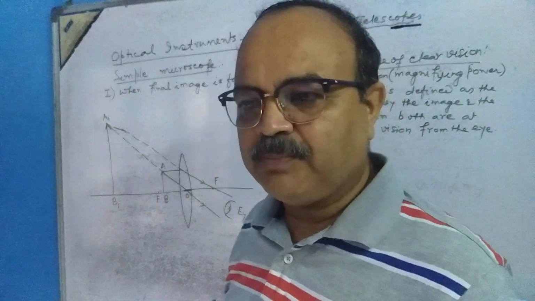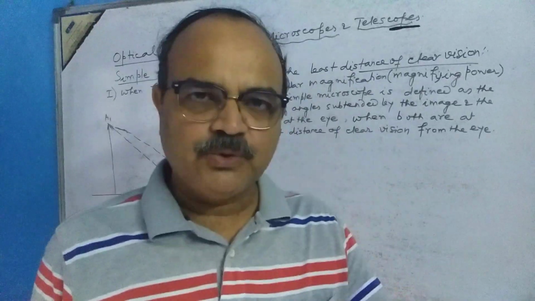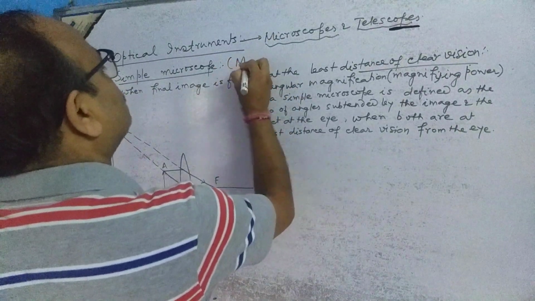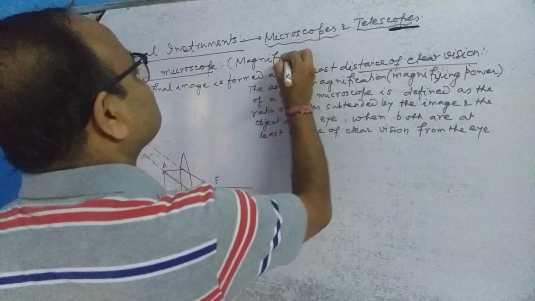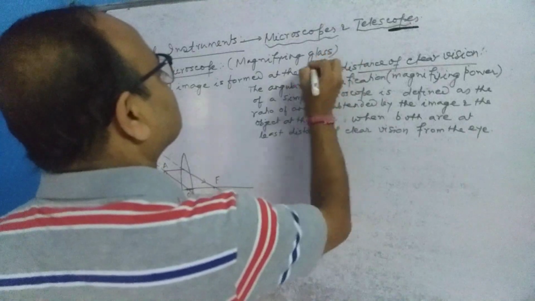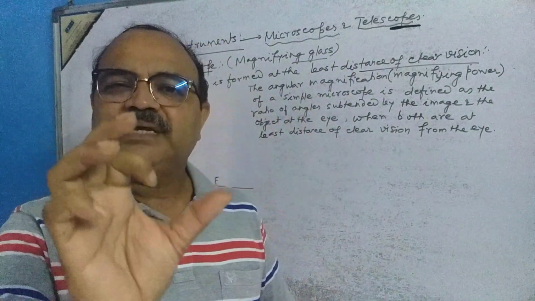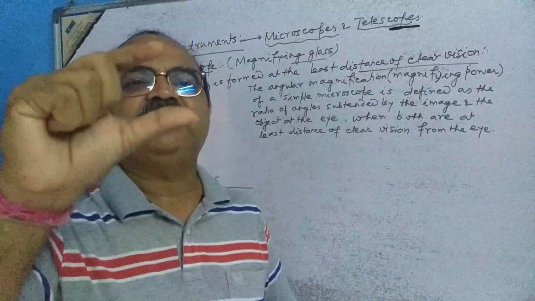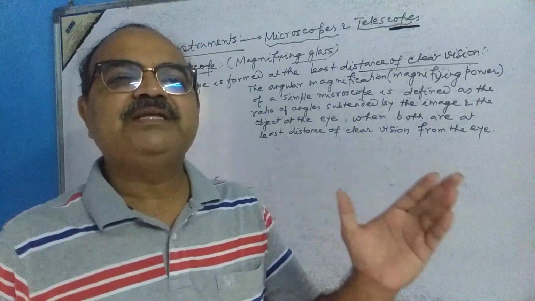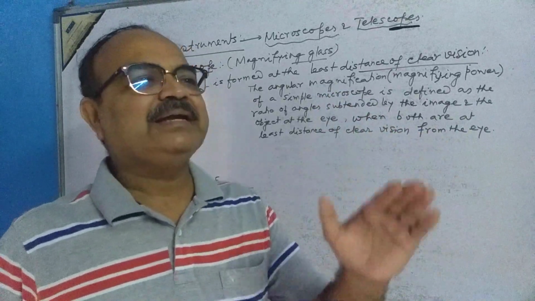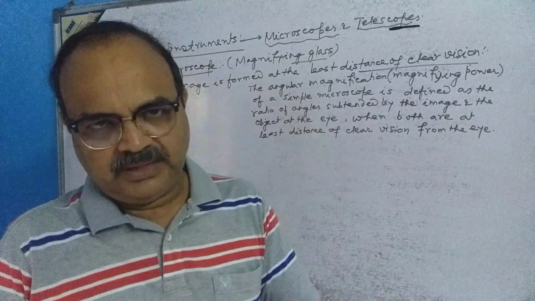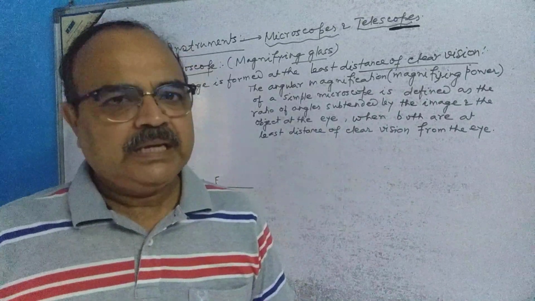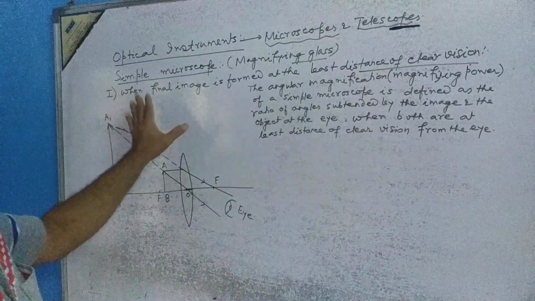First of all, I just tell you what a simple microscope is. This simple microscope is also known as the magnifying glass, and it is a very simple thing. In this case, a convex lens of very short focal length is used, and an object is placed very close to the lens, and its magnified image can be formed. As its name is simple microscope, its device is also very simple. Here we are to discuss this device under two heads.